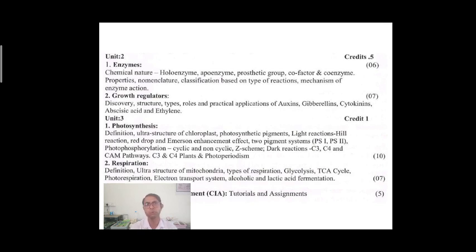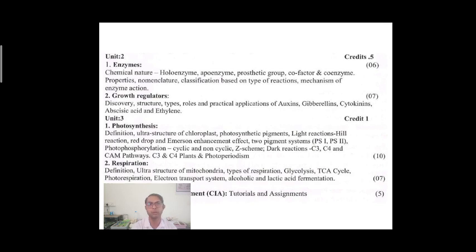Now looking at unit number 3, it includes the most important part, which is photosynthesis. In this part we are going to concentrate on the definition, ultrastructure of chloroplast, photosynthetic pigments, light reaction, then the red drop, Emerson enhancement effect, two pigment system, and other terminologies related to photosynthesis, which are also discussed in this part.